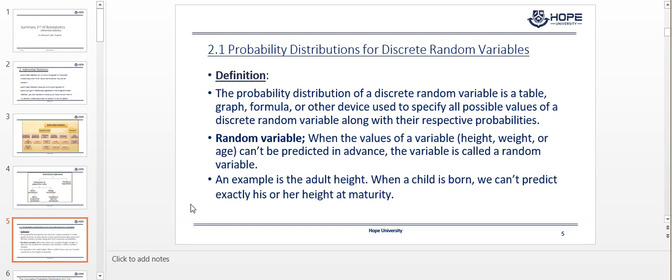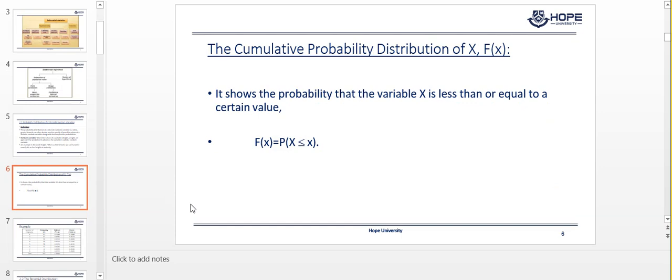What is a random variable? When the value of a variable, like height or weight or age, cannot be predicted in advance, we call it a random variable. An example is adult height. When a child is born, we cannot predict exactly his or her height at maturity. For the cumulative probability distribution, we write F(x). It shows the probability that variable x is less than or equal to a certain value, so F(x) equals the probability of x less than or equal to the x number.